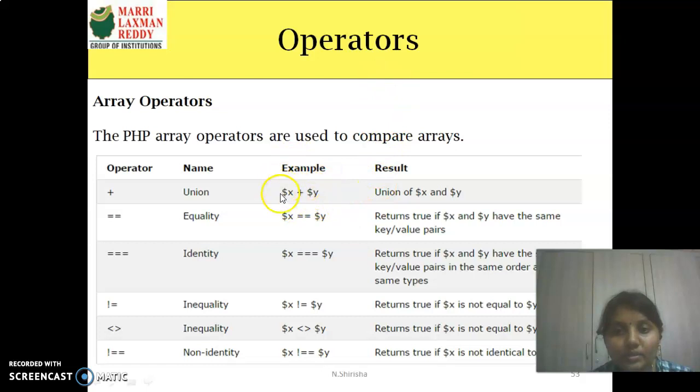Similarly, these are the few array operators you have. This is for union, this is for equality, and this is for type. The equal to operator will work like an assignment operator. Then not equal, equal to and not equal to. For arrays also you can use it. Most of these are comparison operators only.